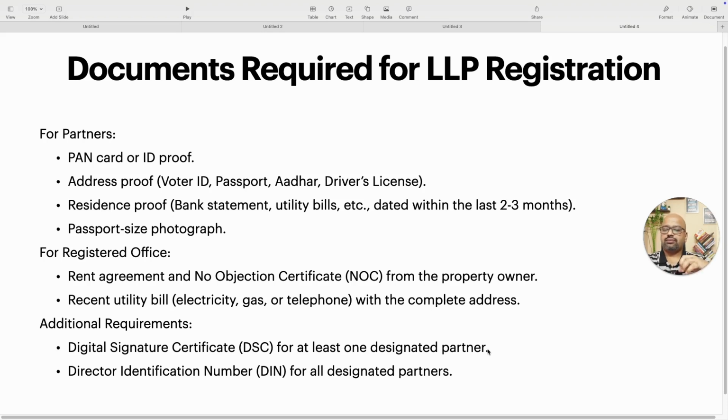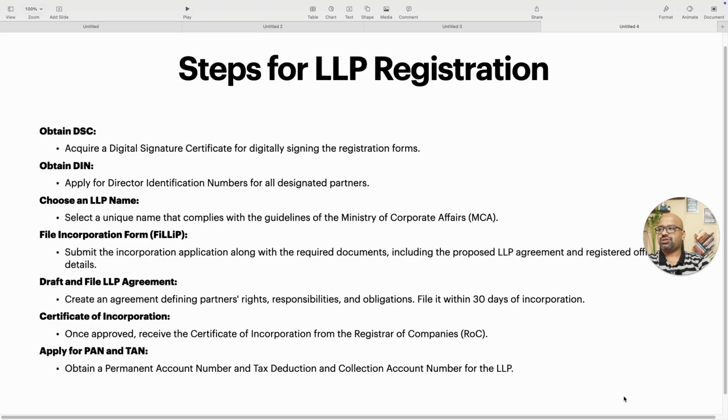Along with that, you will be applying for a DIN, which is a Director Identification Number, which will be unique to one single person for a lifetime. So if you hold multiple positions in multiple companies, you will be using the same DIN. You cannot hold any position in a company without a DIN registration.